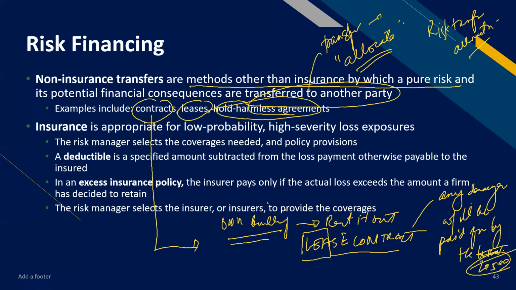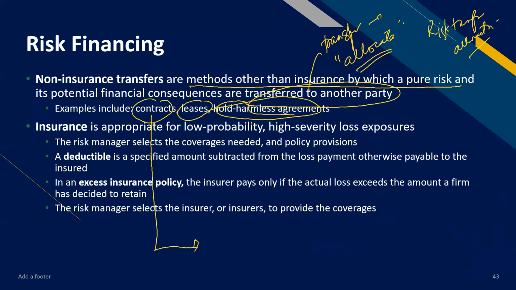Okay? Another way is insurance. Right? When you insure something, then definitely you get a payout when the loss exposure happens. And the payout is something that you use to compensate you for the risk that's happening. Okay? You'll learn more about insurance in the module on insurance. Okay?